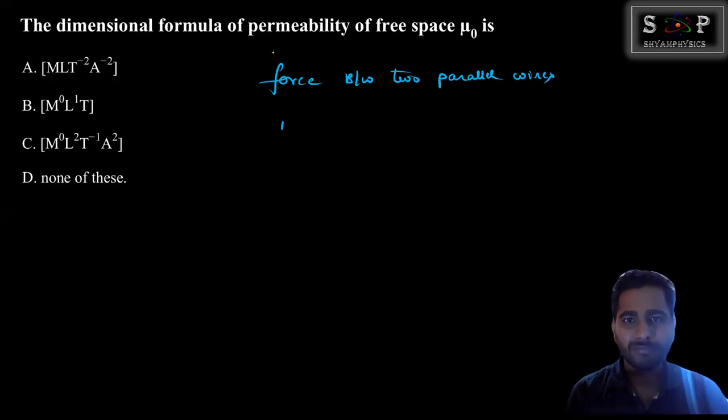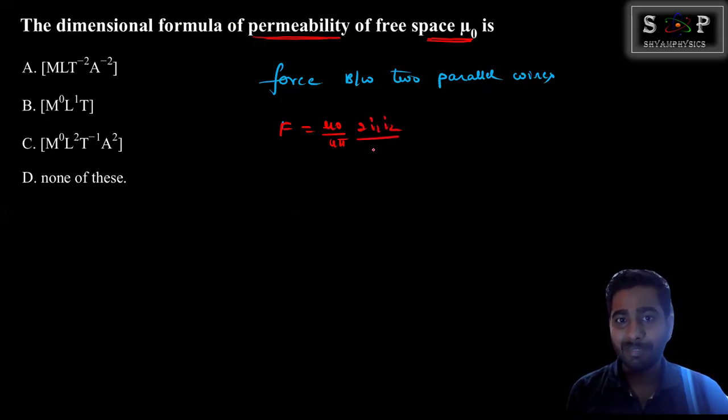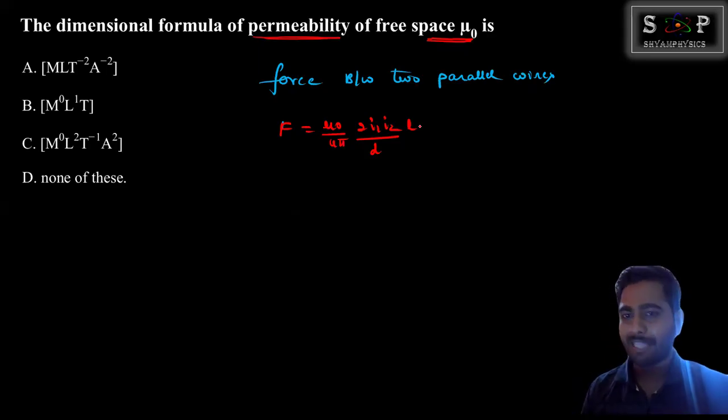Question. The dimensional formula for permeability of free space, that is mu naught, they are asking. The mu naught value we will solve in the simplest form from the equation. The formula for force per unit length on two current carrying wires is there, na? Force is equal to mu naught by 4 pi into 2 I1 I2 by the distance between the two wires, into length of each segment. How much force is acting, from here we can easily calculate.